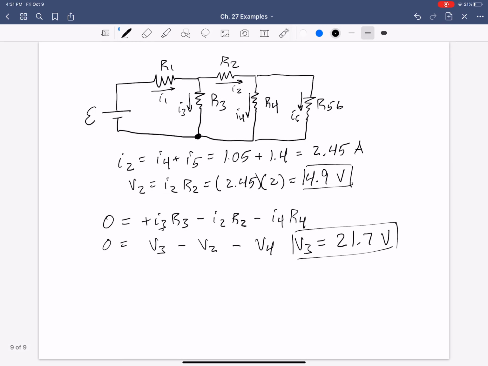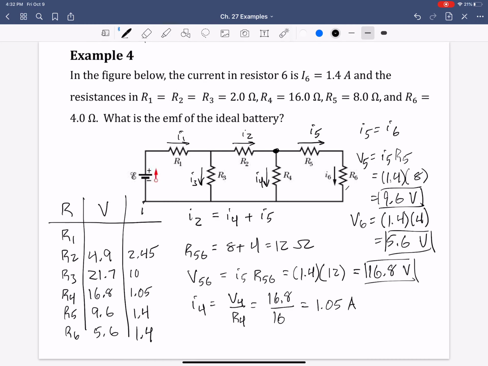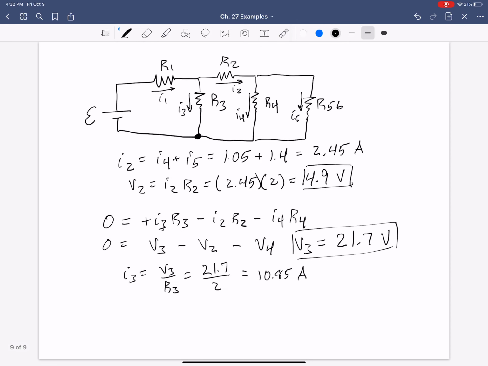And now we can find the current I3. It's that 21.7 divided by the value of R3, which is 2, and this is 10.85 amps. All right, almost there. Last one. We need to do another node rule. Now we have I1 going in, and that's equal to I3 going out plus I2.